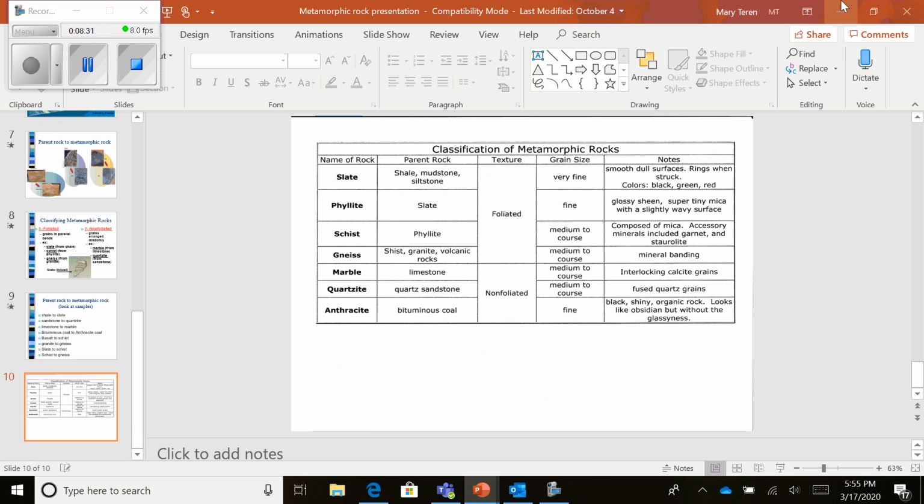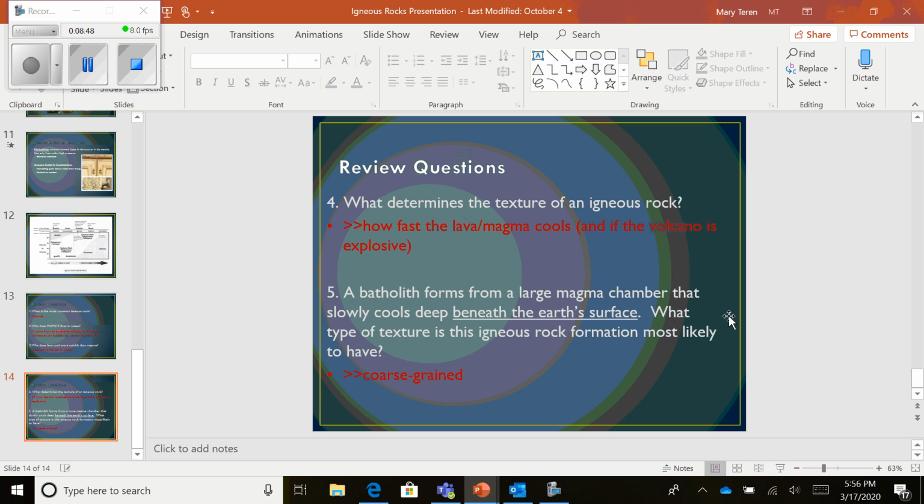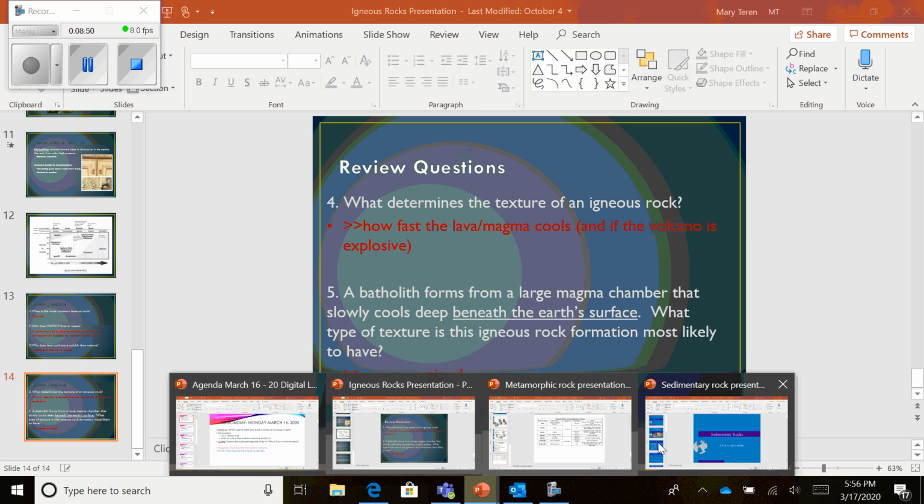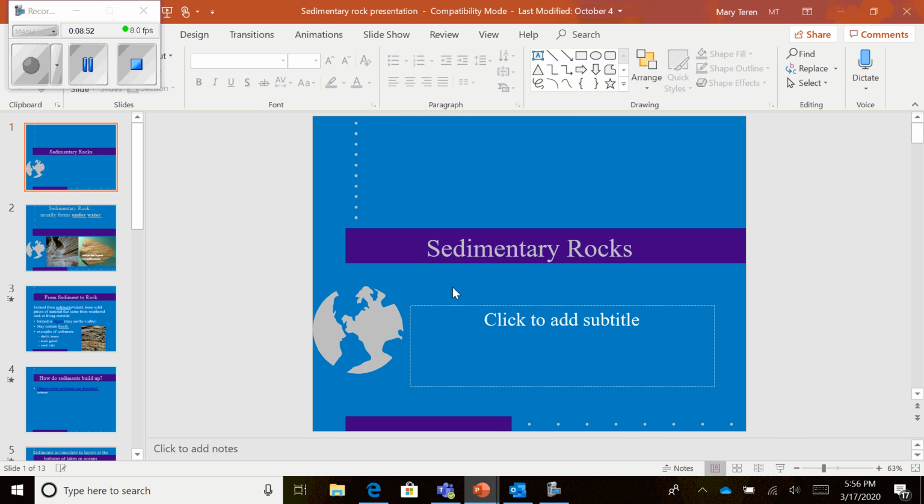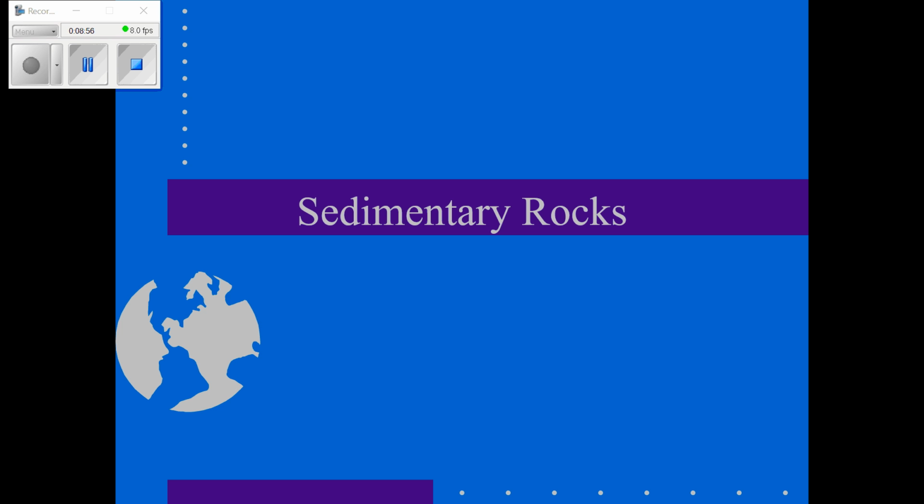All right. So a difference between metamorphic rocks and igneous rocks: they both require heat. The igneous rocks will completely melt down and change into a whole new rock when it cools. The metamorphic rock goes under extreme heat and pressure and forms another rock. But then there's our sedimentary rocks, which are the most common on Earth's surface.